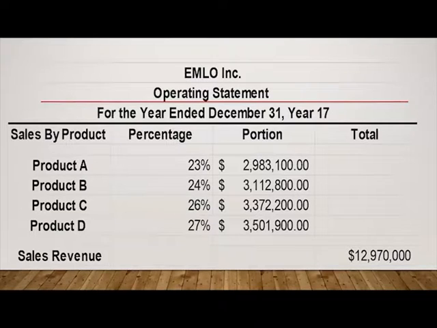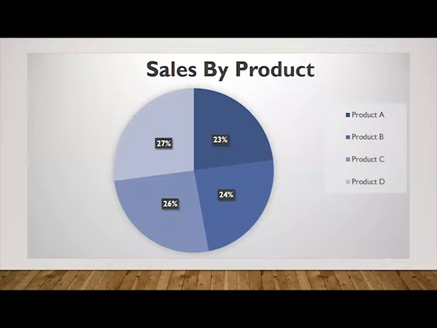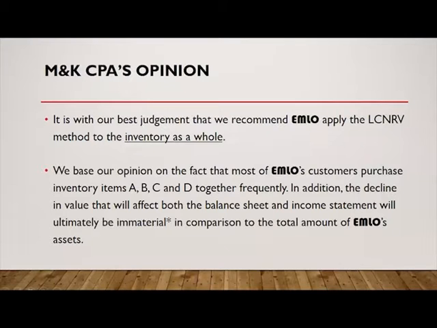We then began to examine the CFO's claim that inventory should be evaluated as a whole instead of individually. We can see here from an excerpt of EMLO's operating statement for the year ended 2017 that the sales by product of products A, B, C, and D vary in only slight increments. And to further illustrate this fact, we've included a pie chart to show the small variances in product sales of A, B, C, and D. Therefore, it is with our best judgment that we recommend EMLO apply the lower of cost or net realizable value method to the inventory as a whole.